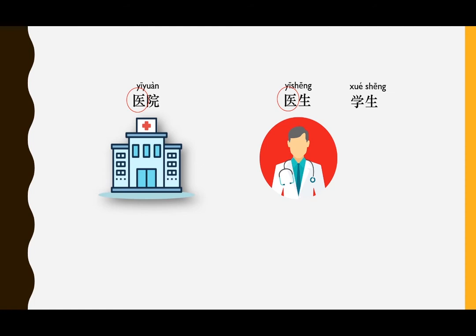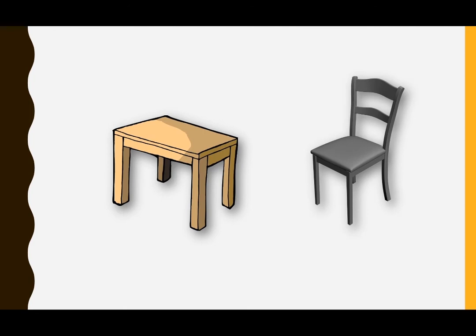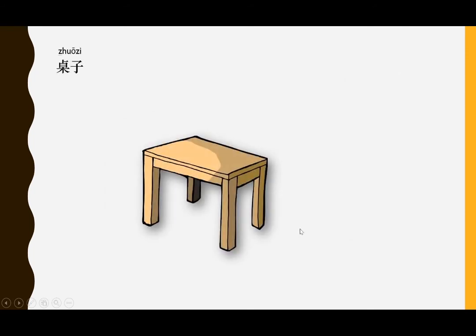Okay, besides this kind of location, there is another way to show location. Before that, let's learn some furniture. 桌子 and 椅子, which means table and chair. Let's read after me. 桌子, 椅子. Okay, now let's take the 桌子 for example.